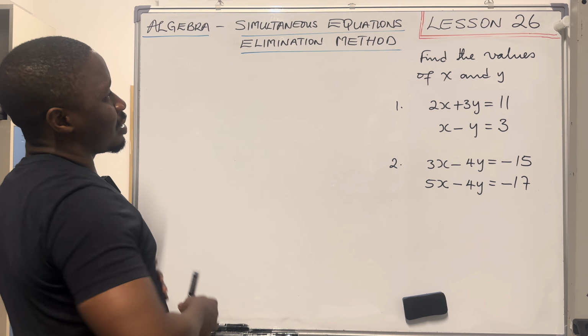All right, so I'm going to the second problem. The second one says 3x minus 4y equal to minus 15, then 5x minus 4y equal to minus 17. I guarantee you that I will give you the same explanation. Just pay attention. The first thing we do is to label them.